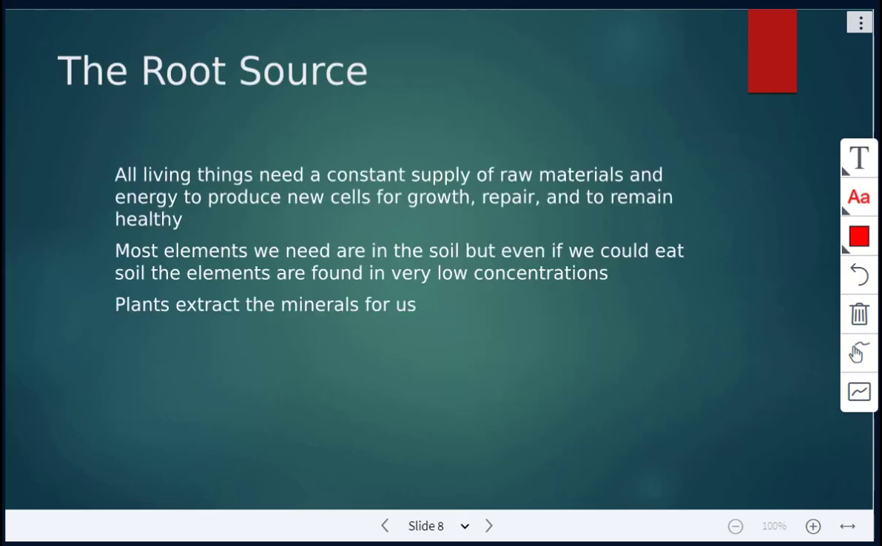All right, next, the root source. All living things need a constant supply of raw materials and energy to produce new cells for growth, to repair, and to remain healthy. Most of the elements we need are in the soil. But even if we could eat soil, the elements are found in very, very low concentrations, right? So we can't eat soil because we still wouldn't be getting enough of the nutrients that we need. That's where plants come into play, because plants extract the minerals for us from the soil.